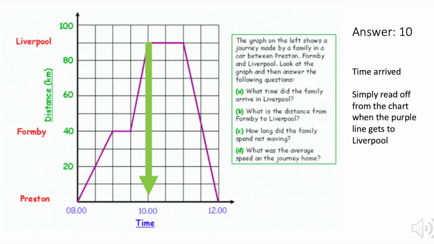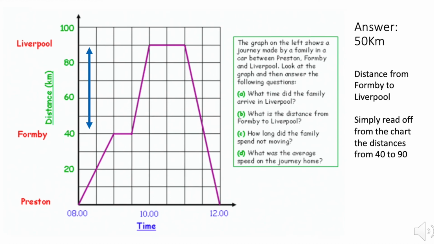So reading from a distance time graph, here the question is simply, when did I get to Liverpool? So check where Liverpool is and then go down to the bottom of the axes and you can see it says 10, probably 10 a.m. Okay, be careful how you read the axes. So in the second part of this question, it says, what's the distance between Formby and Liverpool? Well, Formby is 40 kilometres away. Liverpool is 90, so that's 50 kilometres.